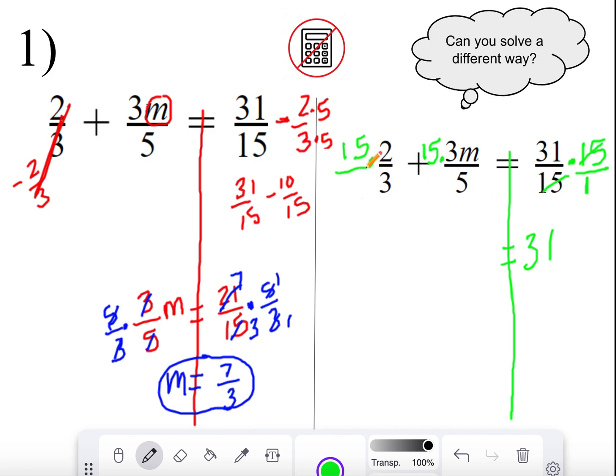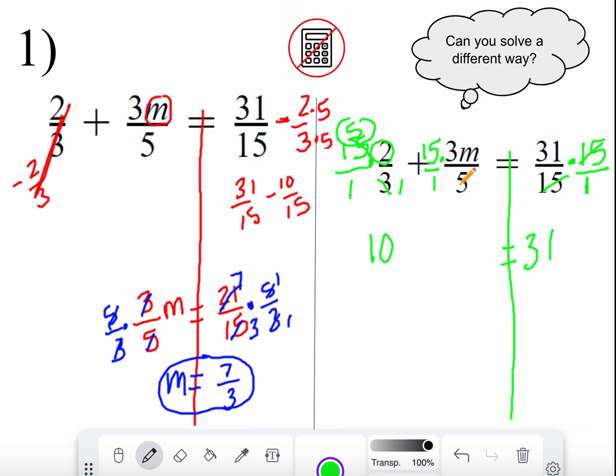Over here, make that a 15 over 1. Now 3 and 15 are both divisible by 3. So when I multiply here, we're going to get 5. So I'm really taking this 2 that's left and multiplying it by the 5. 5. I'm going to multiply it by the 2, giving me 10. Okay, now when I multiply over here, 15 over 1 times 3m over 5.